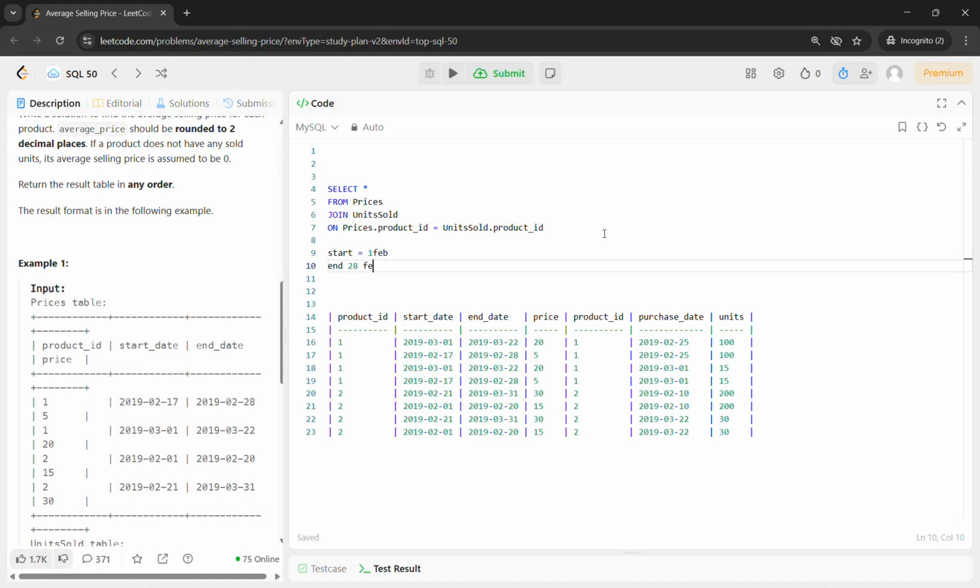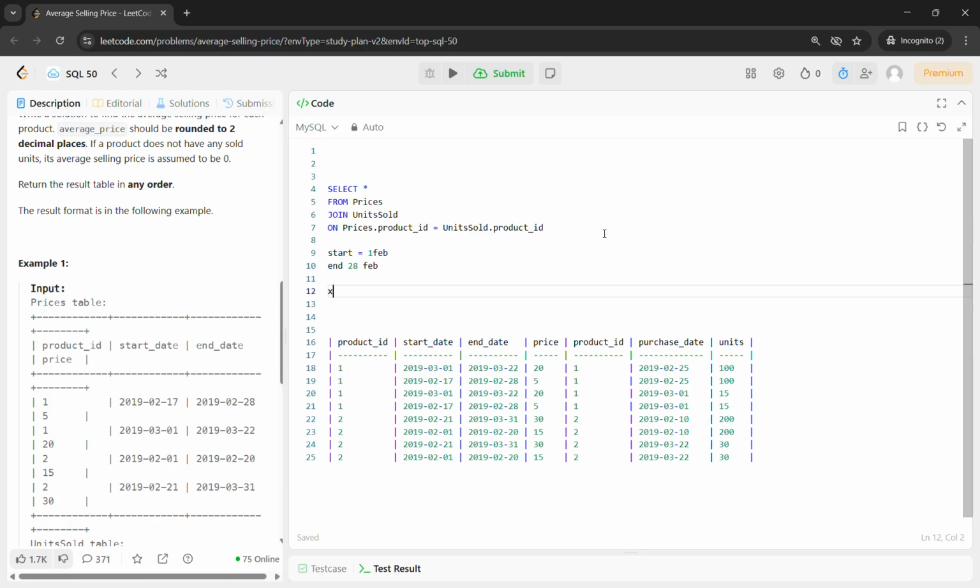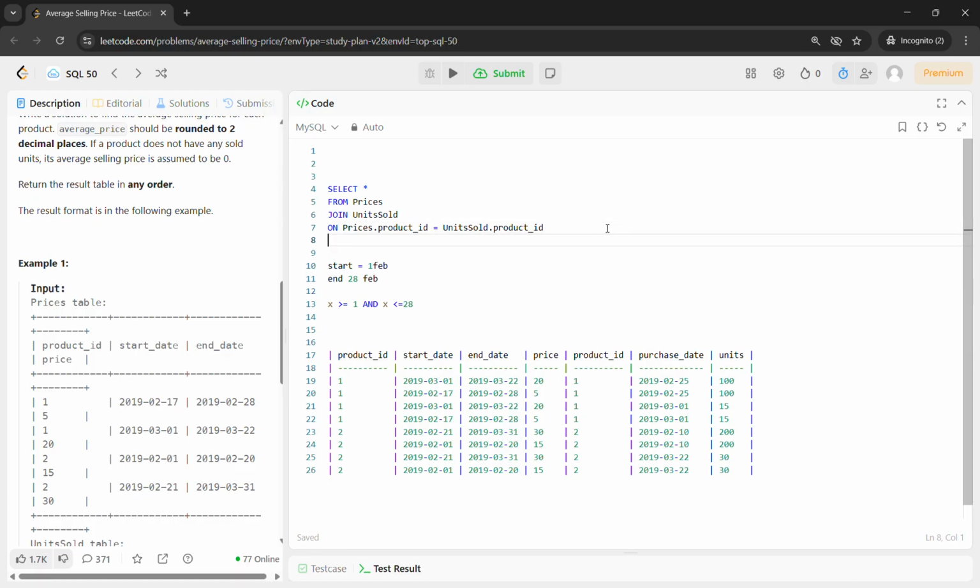Now what can be my purchase date? My purchase date can be greater than or equal to 1, and x can be smaller than or equal to 28. Then only it will fall in this range, right? My purchase date can be equal to 1 or greater than 1, and equal to 28 or smaller than 28. So the same we have to write here.